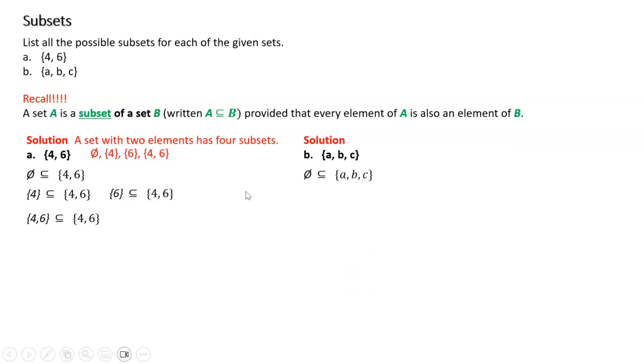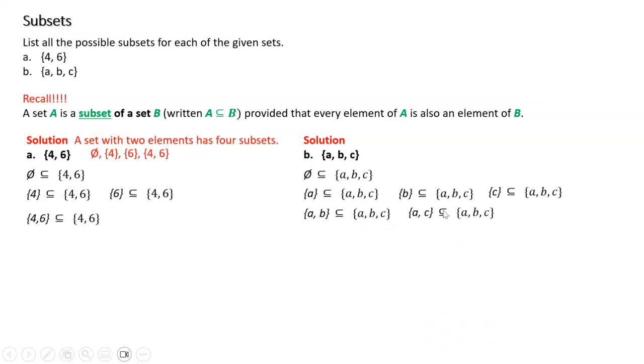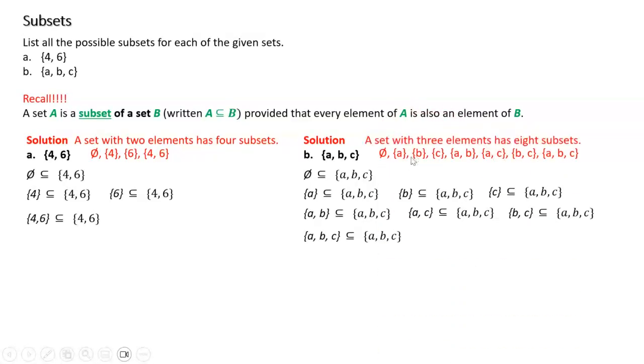Let's do B. The easy way to do it, guys, how I tell my students, is that you always start with the empty set. And then you take one set at a time, for example set A, set B, and set C, and then in pairs. So there's my set A, set B, and set C. Now we do them in pairs: it'll be AB, AC, and BC. And then we put them all in there. So there's going to be 1, 2, 3, 4, 5, 6, 7, 8. That's a list. A set with 3 elements has 8 subsets.